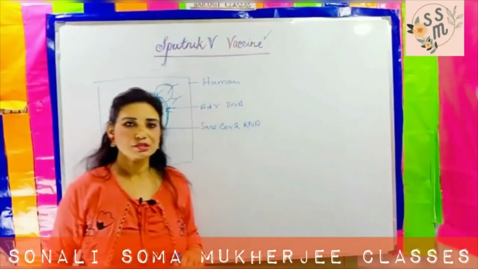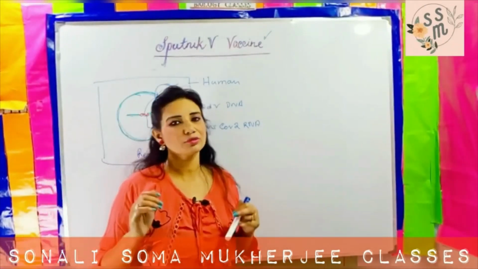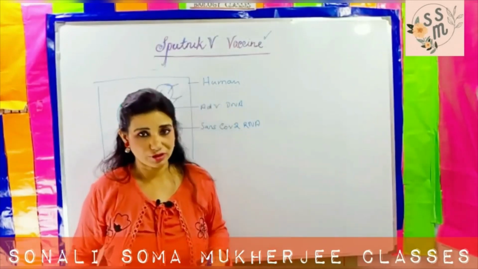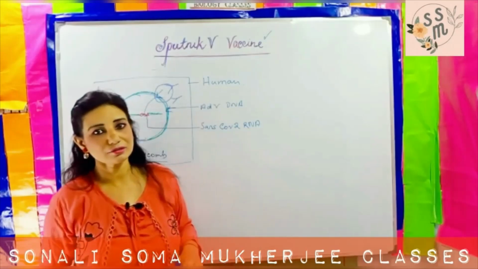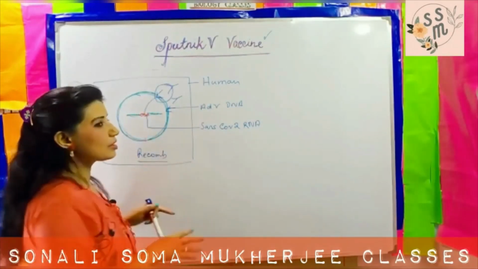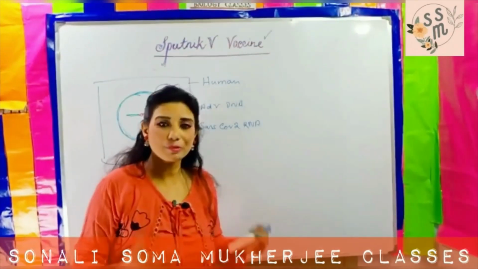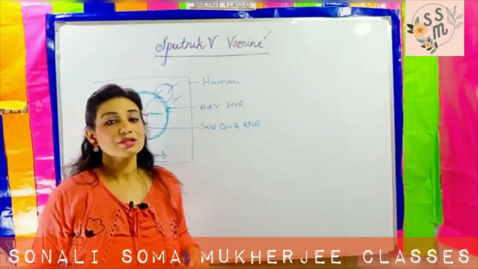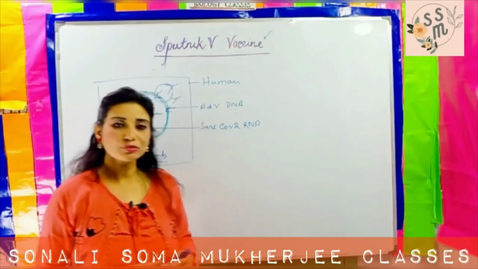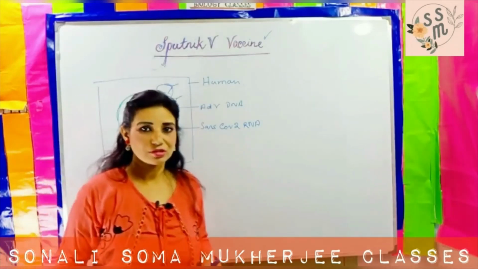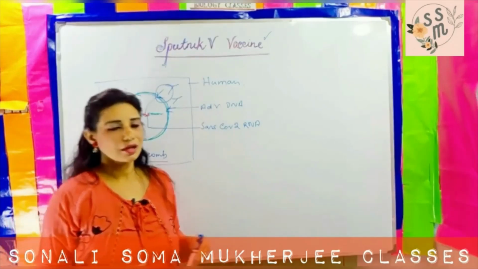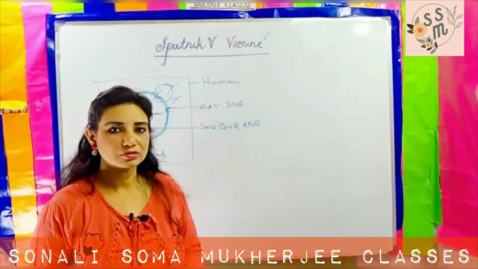Now what happens is, the problem with a vector-based vaccine is that in due course of time, when the antibodies are attacking the virus, it happens that it starts attacking the vector also in the second dosage. Remember, in Sputnik V there are 2 doses. So in the second dose, the problem is that it starts attacking the vector itself.